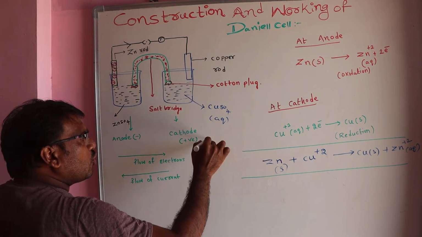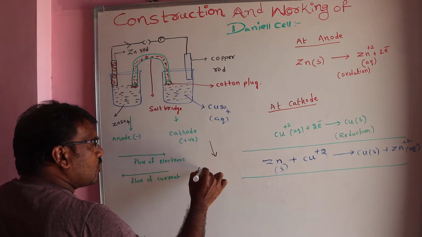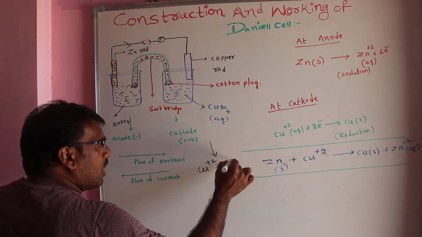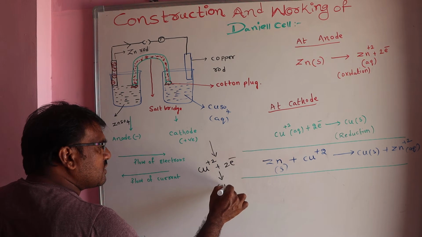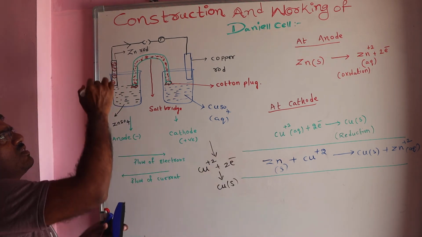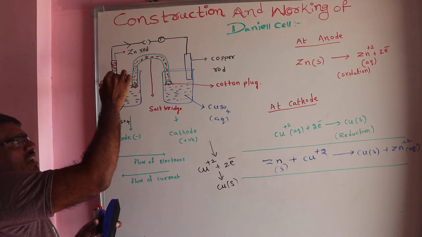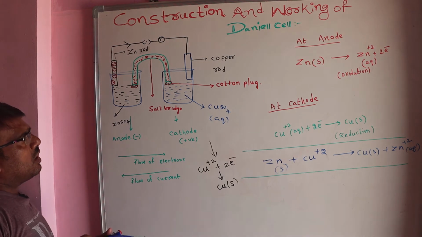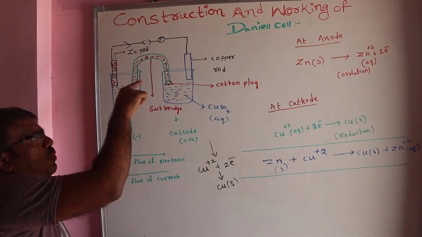And at the copper electrode, what is happening? At the copper electrode, Cu plus 2 ions have more tendency to gain electrons, and they are deposited as a copper rod, solid copper. As time passes, the weight of the zinc metal decreases and the weight of the copper metal increases. Now what is the importance of the salt bridge?